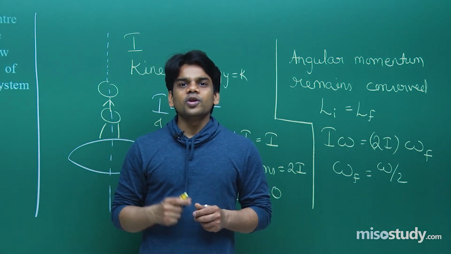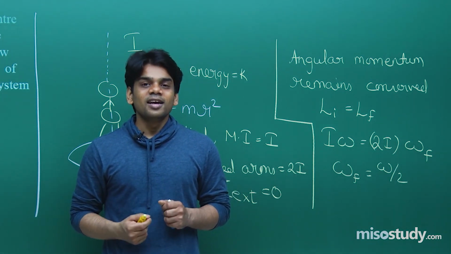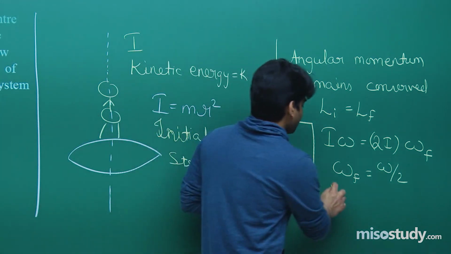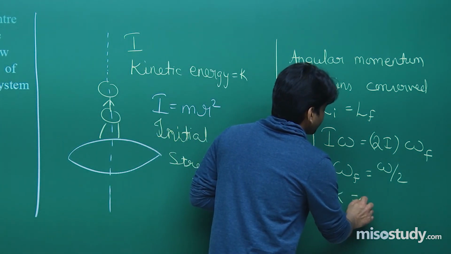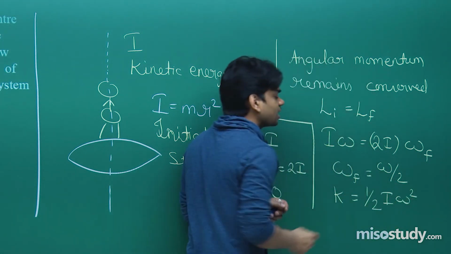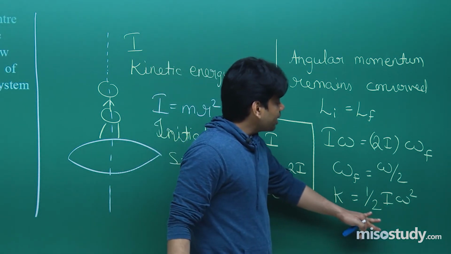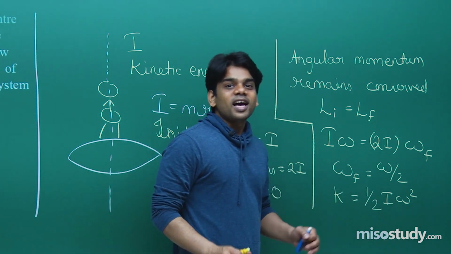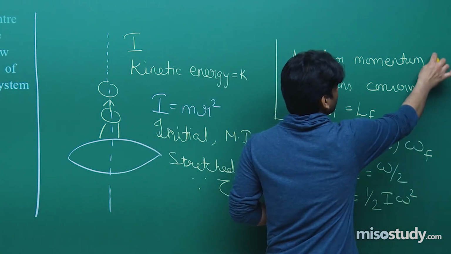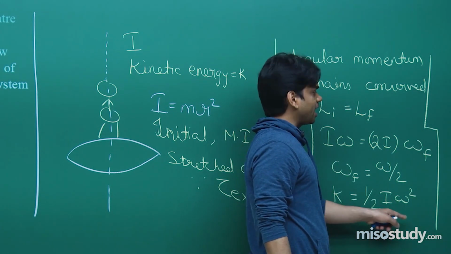Now this is a case only of rotation. So we can talk about how the kinetic energy will be expressed. The kinetic energy K will be half I omega square. This was the initial kinetic energy. We have to talk about the final kinetic energy. The moment of inertia and both the angular velocities have changed. Let's put up their changed values, the final value of moment of inertia and angular velocity.